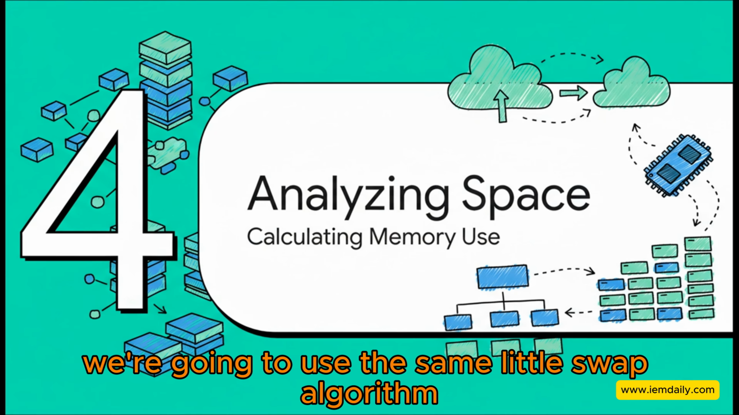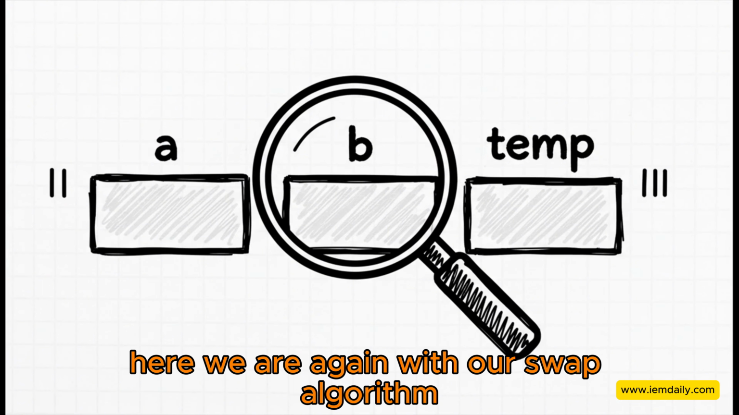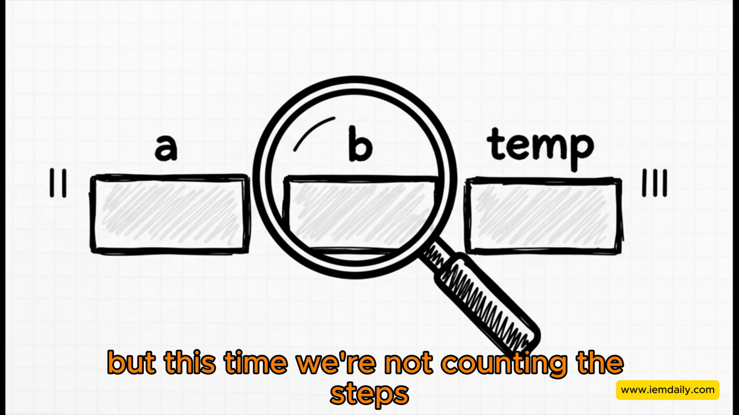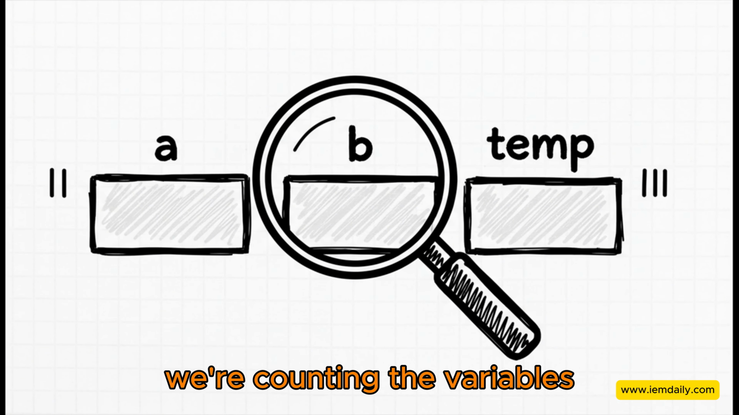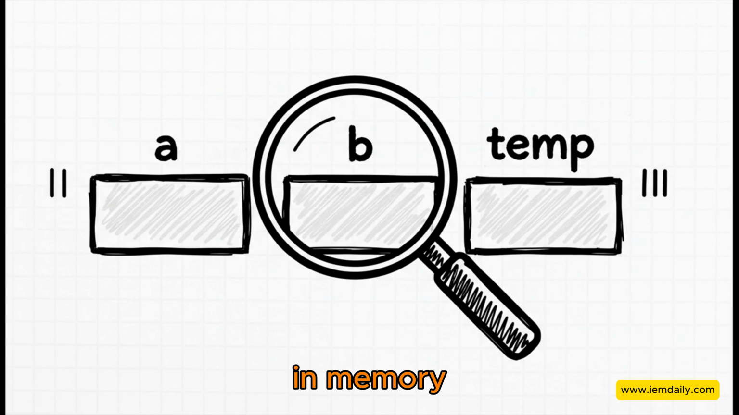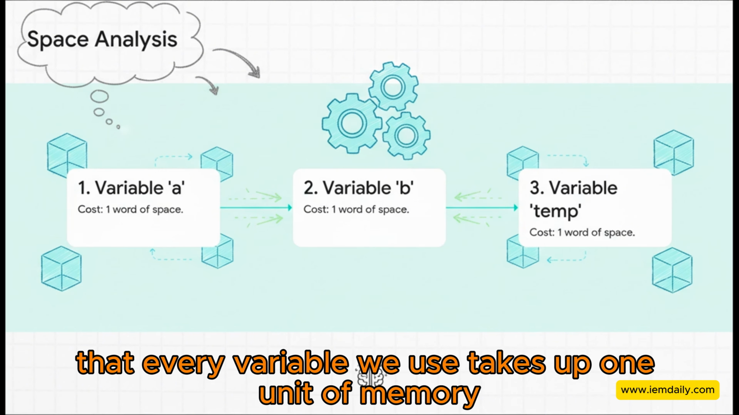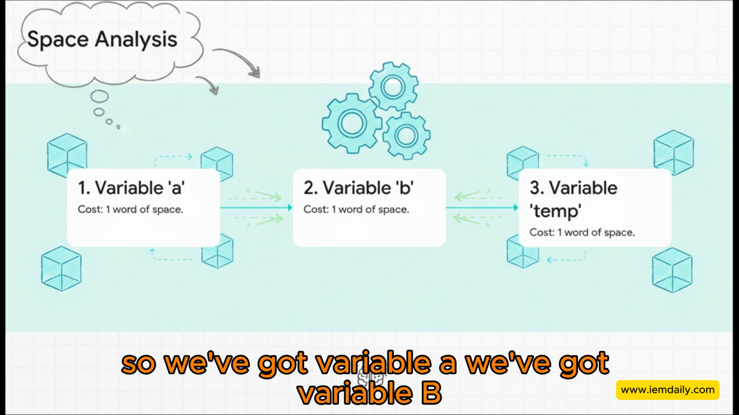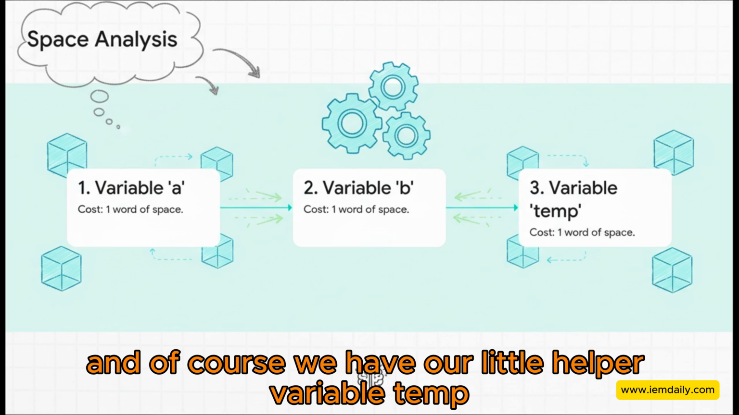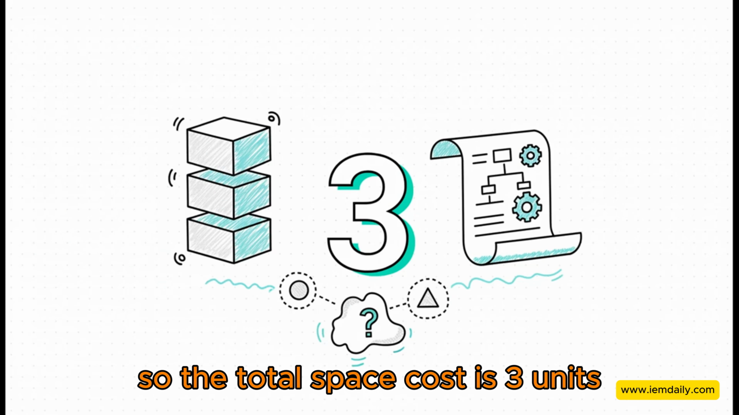We're going to use the same little swap algorithm and see how much memory it needs. Here we are again with our swap algorithm, but this time we're not counting the steps, we're counting the variables, because the variables are what hold information in memory. And the rule for space analysis is just as simple. We assume that every variable we use takes up 1 unit of memory. So we've got variable A, we've got variable B, and of course we have our little helper variable, temp. That's a total of 3 variables. So the total space cost is 3 units.